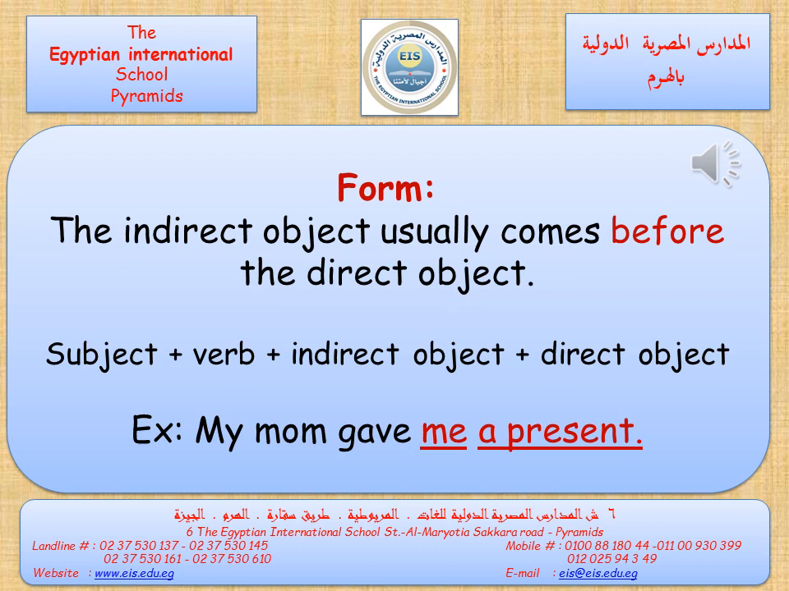Now, let's see, where is the indirect object here? Yes, me. Me is the indirect object because I'm a person. So this is the indirect object. Finally, we have the direct object, which is a present.